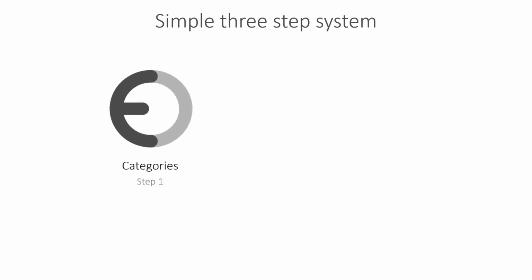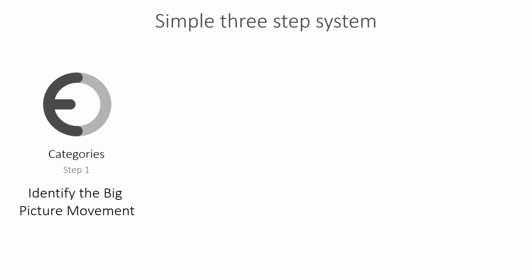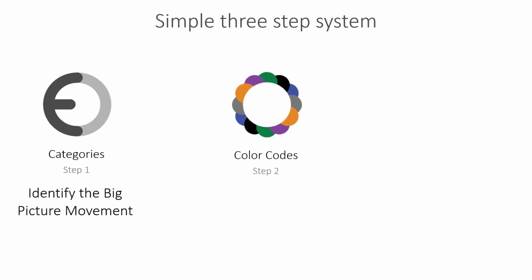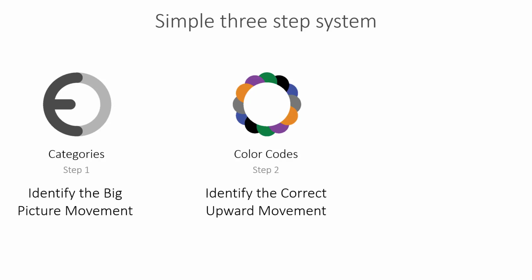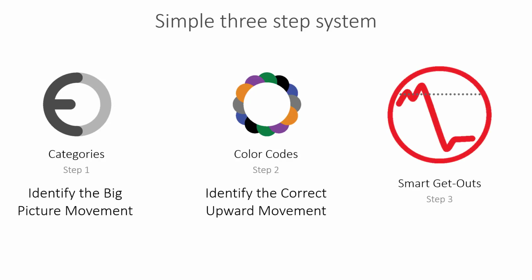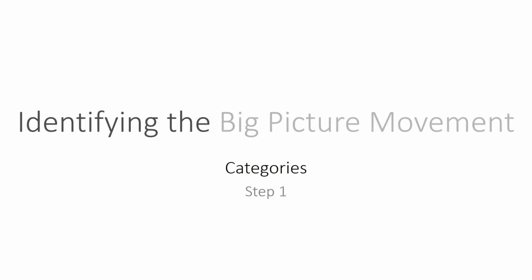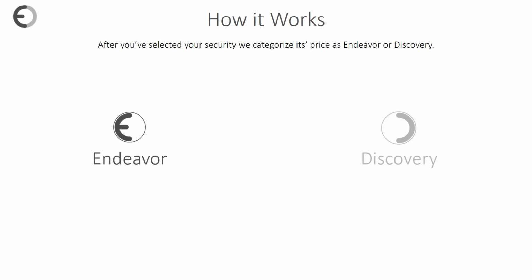Categories, step 1. Identify the big picture movement. Color codes, step 2. Identify the correct upward movement. Smart Getouts, step 3. Identify the right time to exit. Let's break these down and go through them one at a time, starting with categories, step 1. Identifying the big picture movement. And this is how it works.